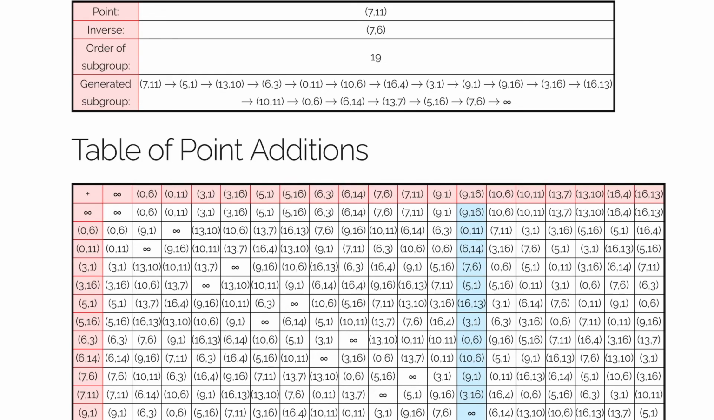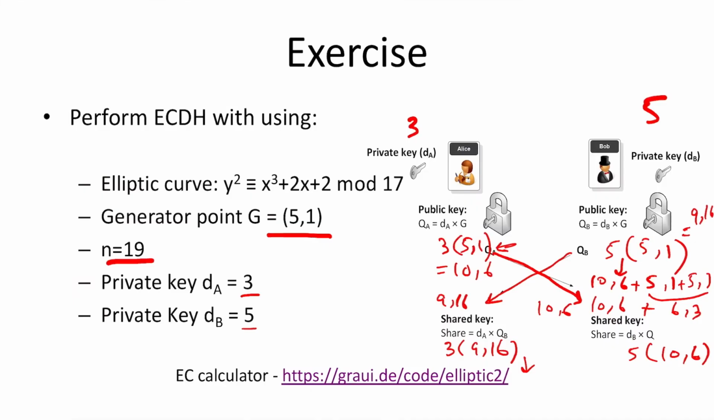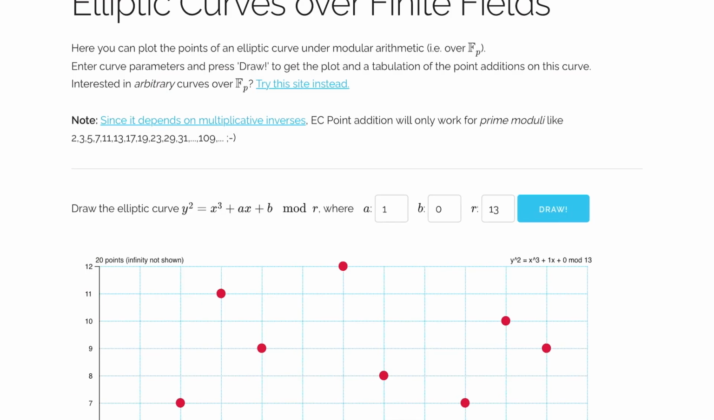Let's again add (7,11) to (9,16). So again, I'm going to keep the row labeled (9,16) and the column labeled (7,11) this time. So this gives us (3,16). So 3 times (9,16) is (3,16). Let's now compute 5 multiplied by (10,6).